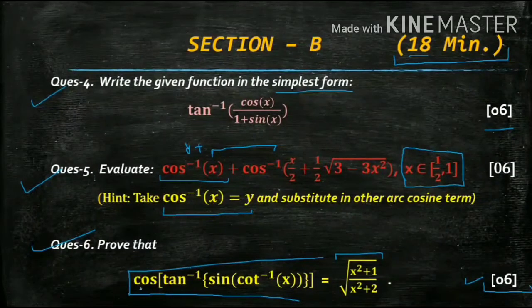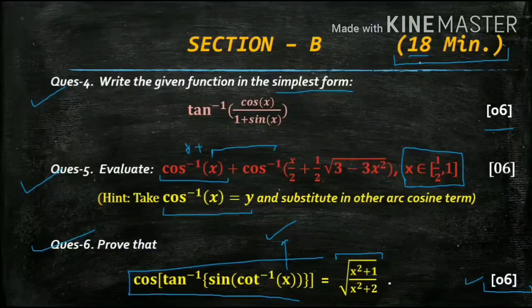It is asking you to prove that cos of tan inverse of sine of cot inverse x equals this expression. I have told you how to do that. Another time I am telling you, this is just a hint again. You have to take cot inverse x, then convert it into sine inverse, and then do that. Because these types of questions I have many times told you in the class. So you can easily do that now. Try these questions within the prescribed time limit of 18 minutes.